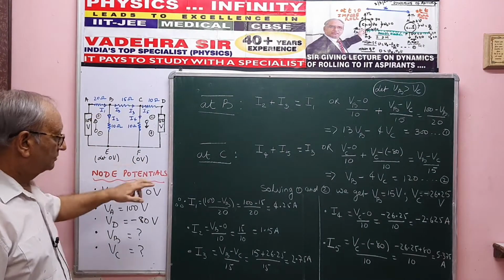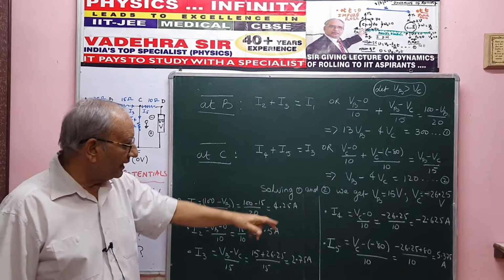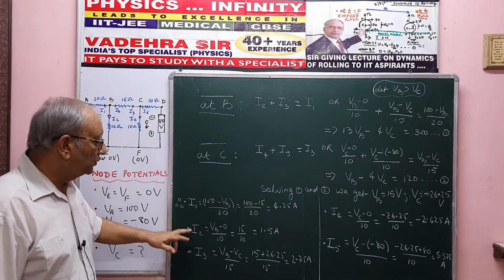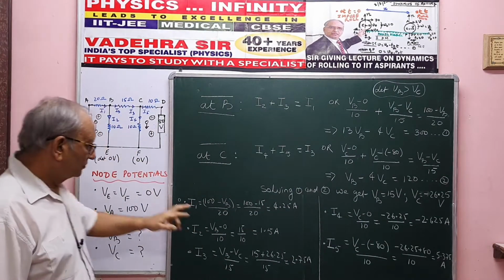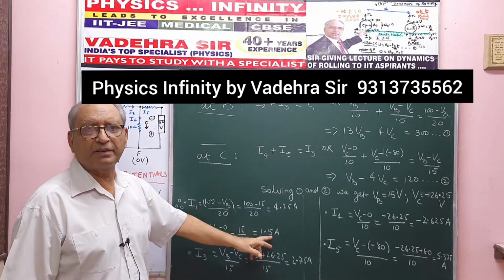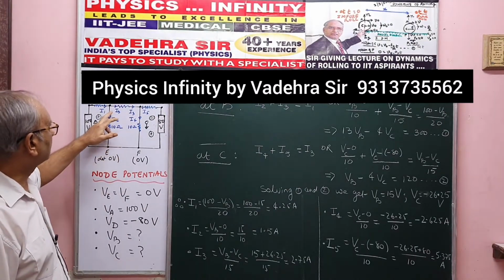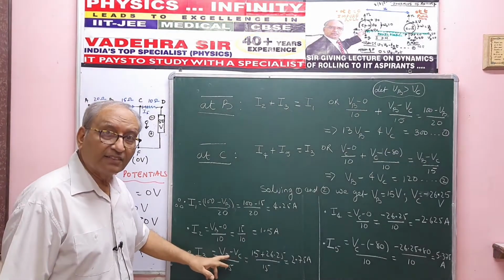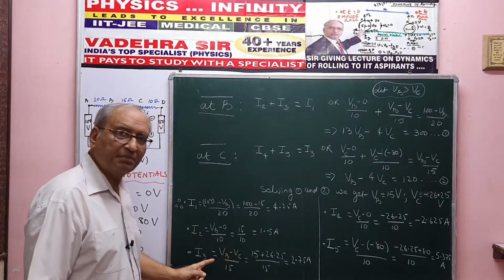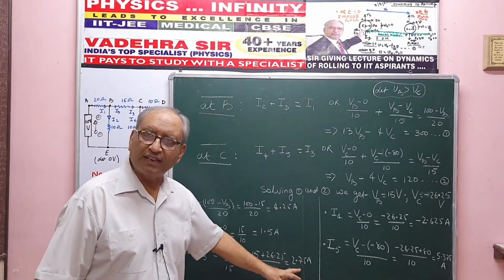Alright, now let me find I1. I1 will be (100 minus VB) divided by 20. I put in VB, so it is (100 minus 15) by 20, that is 4.25 ampere. I get I2: (VB minus 0) upon 10, that is 15 upon 10, 1.5 ampere. So easy. I find I3: VB minus VC, VB is 15, VC is minus 26.25, that adds up, it becomes (15 plus 26.25) divided by 15, that is 2.75 ampere.